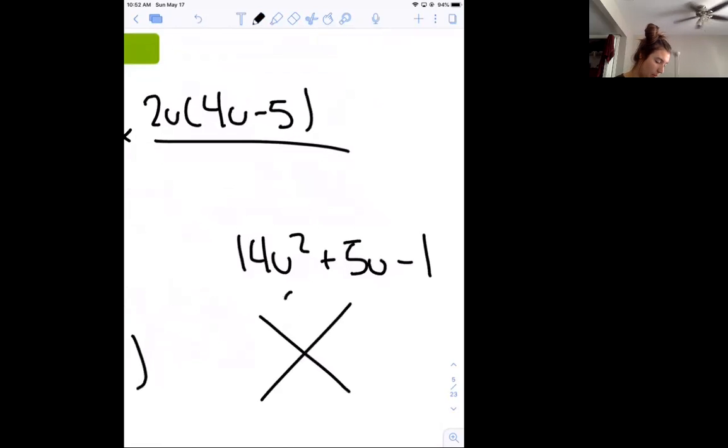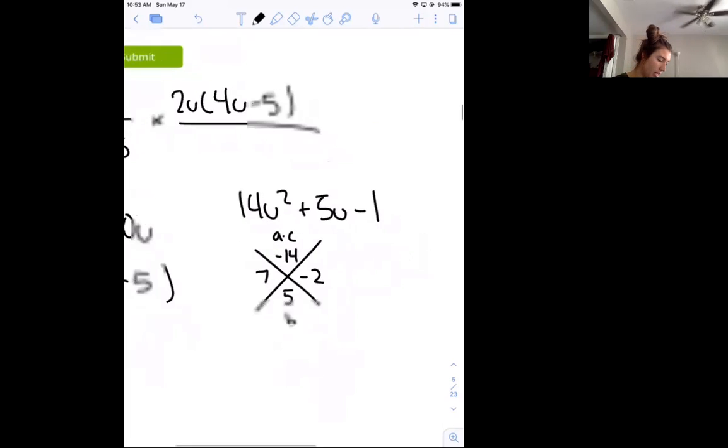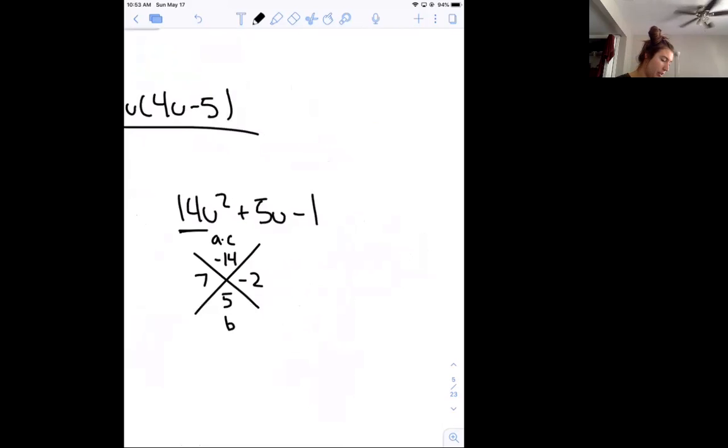So on the top, it's a times c, and then the bottom one, it's your b term. So a times c in this case is going to be 14 times negative 1, which is negative 14. And then your b is 5. So what are two terms that multiply to negative 14 but add to 5? That's going to be 7 and negative 2, right? And now, because my a value here is 14 instead of 1, I need to do my box method.